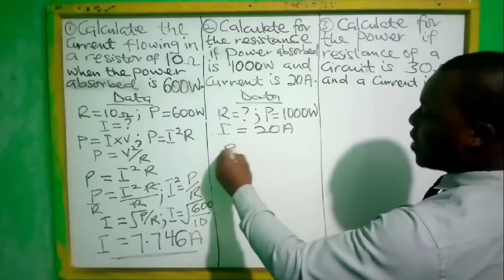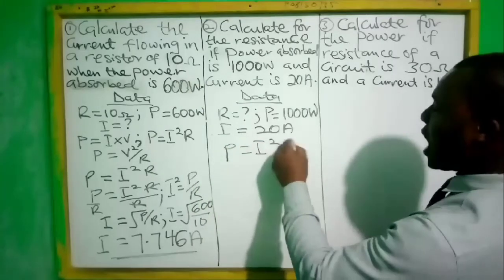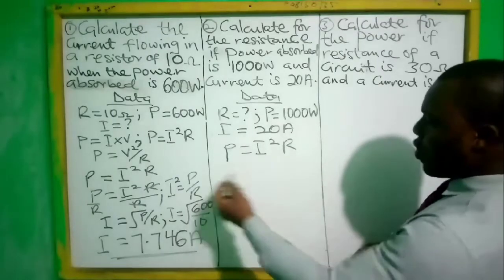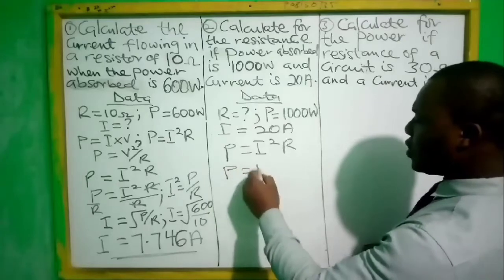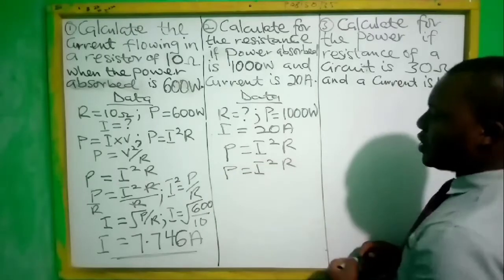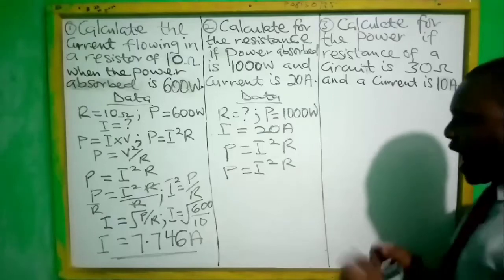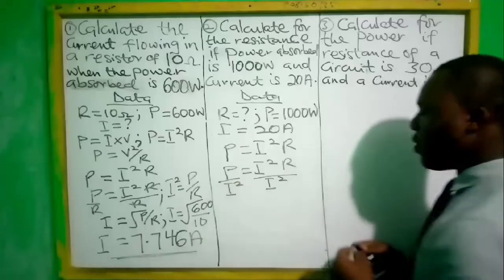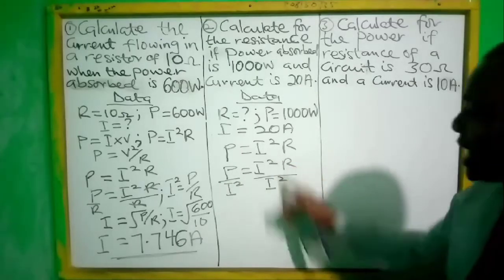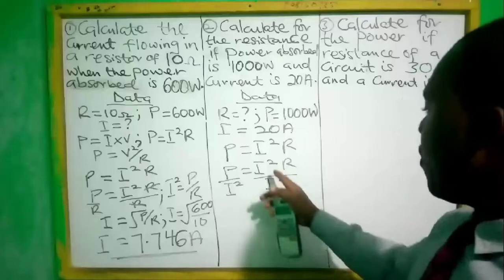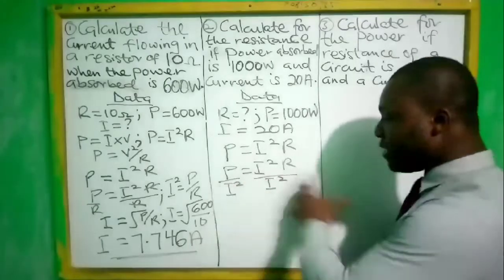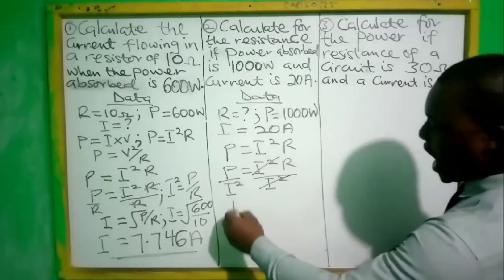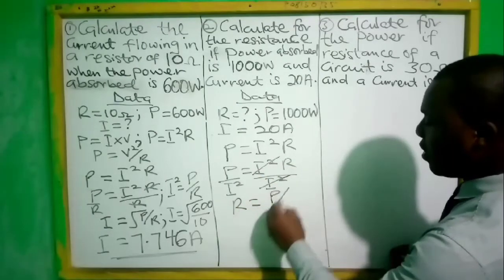So the second formula is power equal to current squared R. We are looking for what? Resistance. So what we do, we put power equal to I squared R. Now that we are looking for resistance, we divide both sides by I squared, to cancel the I squared out. So this I squared cancels this. Then we have R equal to P over I squared.